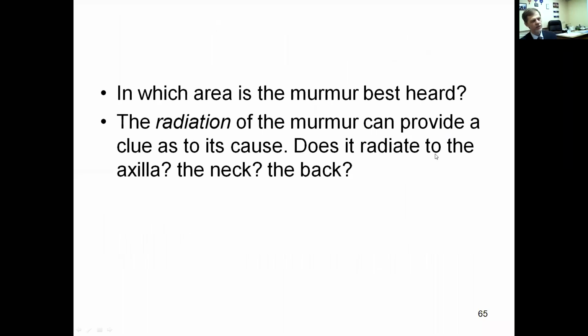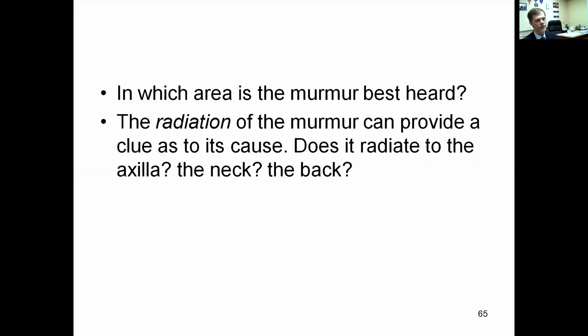In which area is the murmur best heard? Why do we need to know this? Very simple. If the murmur is best heard at the first point of auscultation, the mitral valve, we have a damaged mitral valve. If it is best heard at the second point of auscultation, the aortic valve, this is aortic valve damage. So the intensity of the murmur corresponds to the underlying valve. That's why if you find the loudest murmur at the first point of auscultation, you are sure that this is a mitral valve problem.